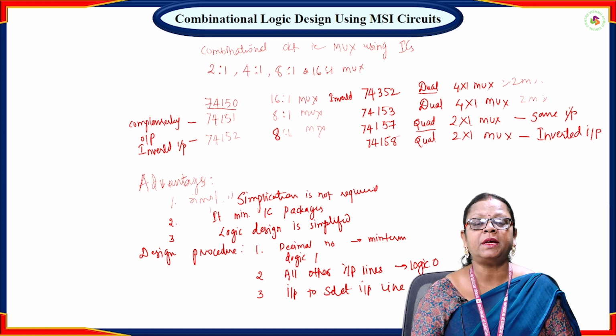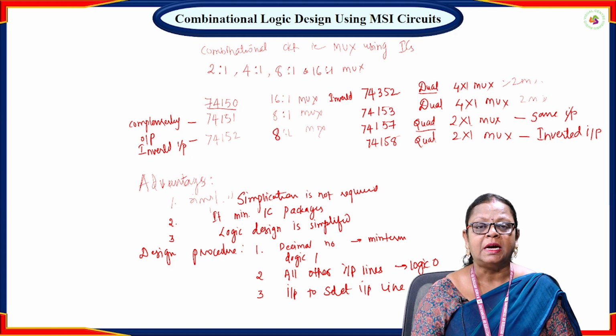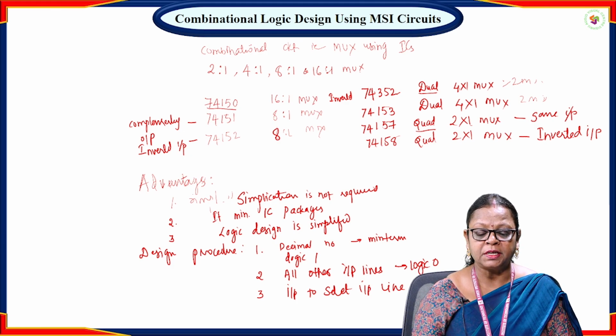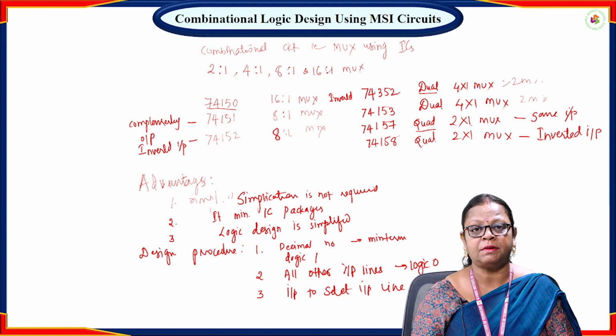So we have seen today a combinational logic circuit, which is multiplexer design using integrated circuits. So let us stop here and we'll see the design of a demultiplexer using integrated circuits in our next lecture.